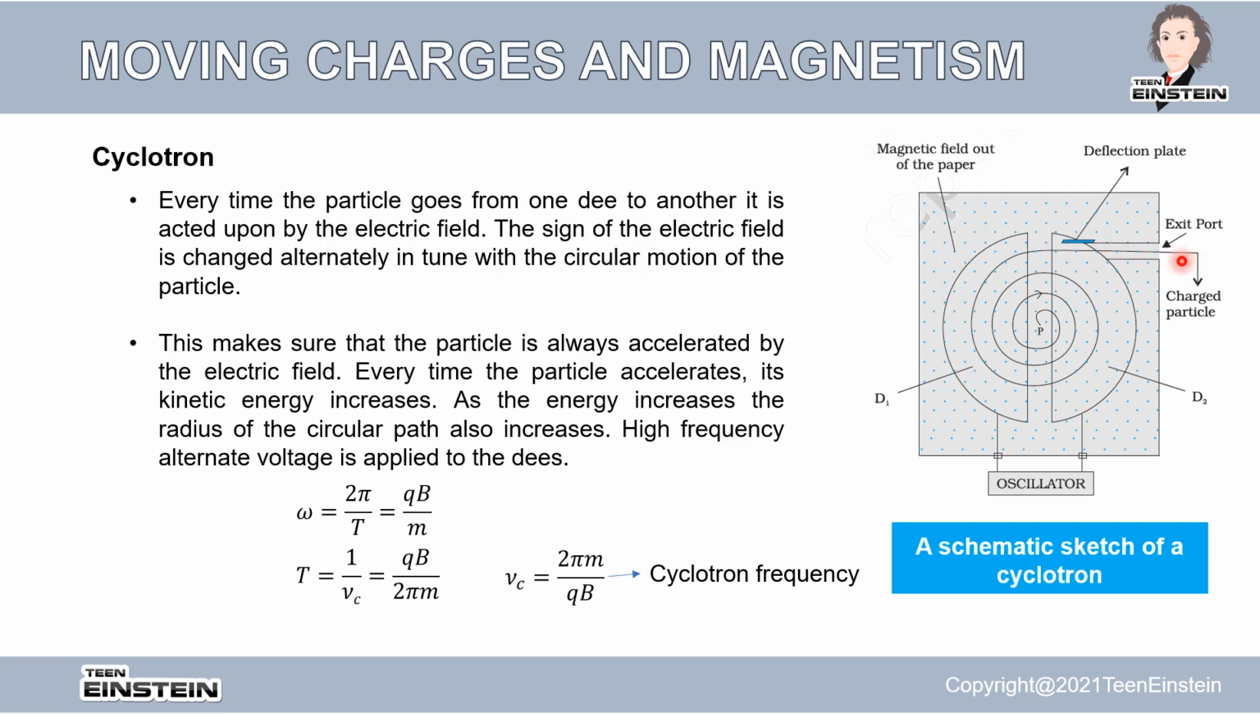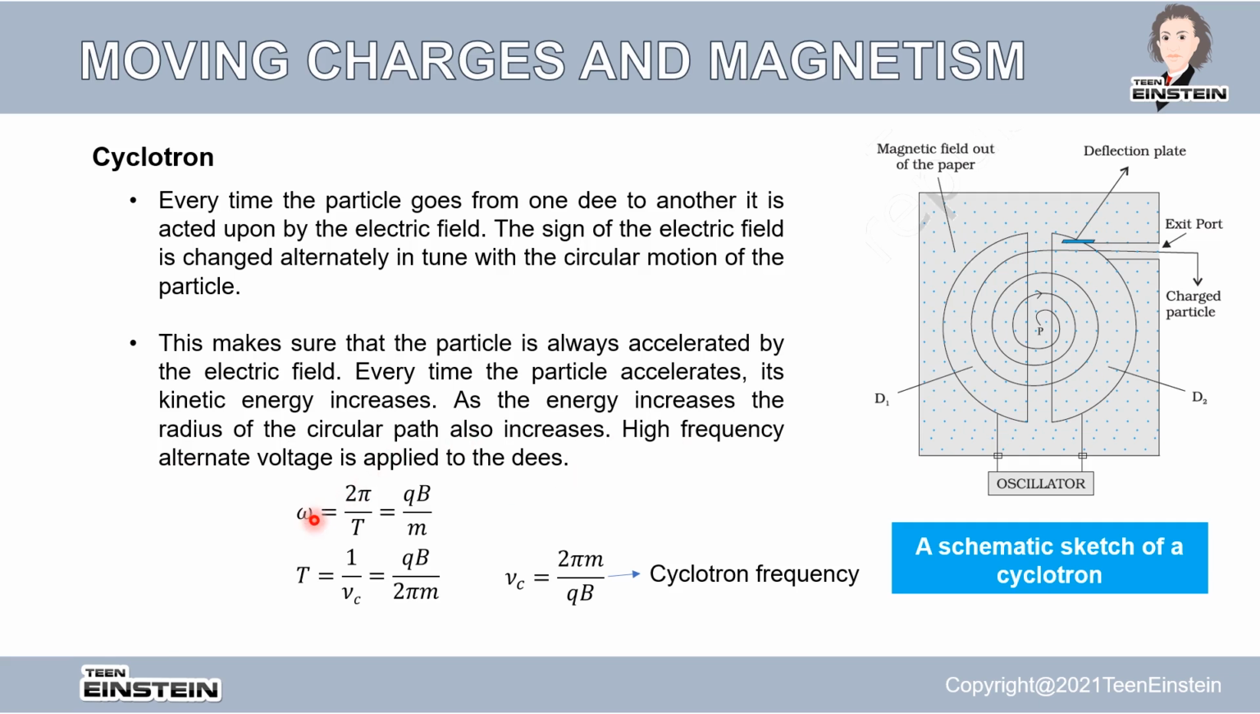And the particle which comes out has much higher kinetic energy compared to the particle which started at the center, because it gets accelerated in every rotation. So we will see this in detail. This makes sure that the particle is always accelerated by the electric field. So whenever the particle experiences the electric field, it gets accelerated. And every time the particle accelerates, its kinetic energy also increases. As the energy increases, the radius of the circular path also increases. High frequency alternating voltage is applied to the Ds.